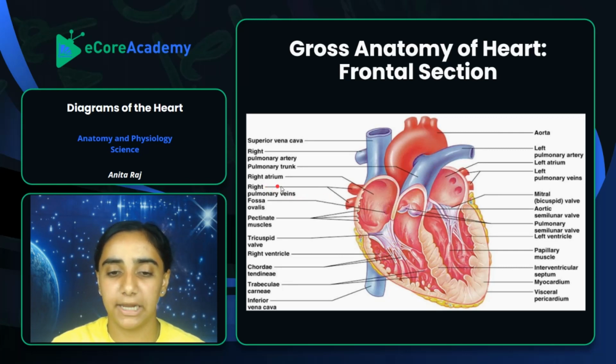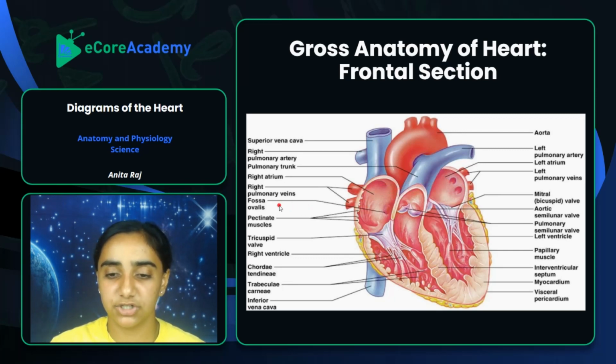You have your right atrium here. It's the first chamber of the heart that deoxygenated blood comes into contact with. The vena cava and the coronary sinus both empty into your right atrium. Then you have your right pulmonary veins here. So these bring newly oxygenated blood that was in the lungs back to the heart, and these connect into your left atrium.